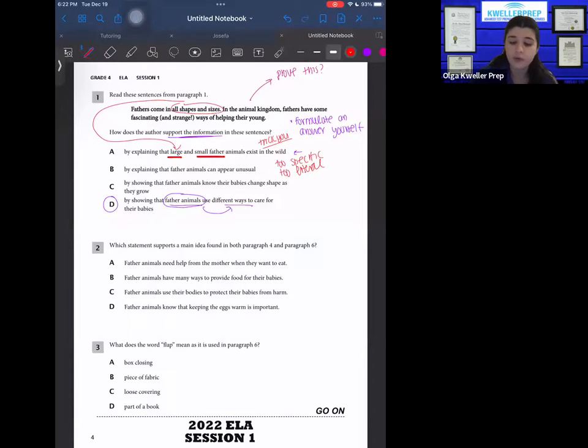And that's not true for the remainder of the passage. They weren't focusing on the size. It's not just that there's fathers that are small and young. The focus is more on how they help their young, or how they care for their young. So A is no good. B, by explaining that father animals can appear unusual. So this is another one that is just off topic. Although may or may not be true, that's not what the rest of the passage focuses on.